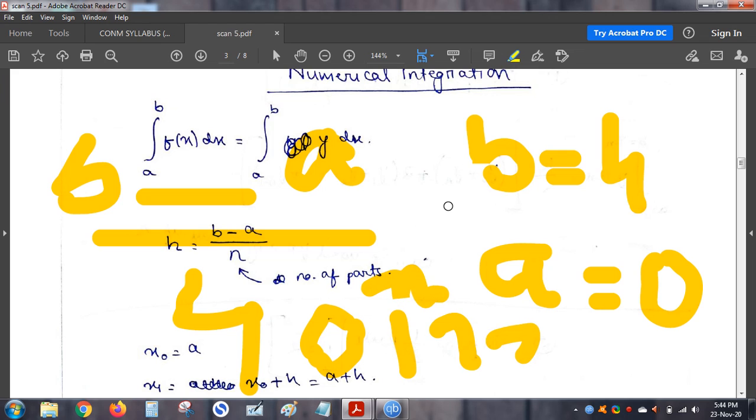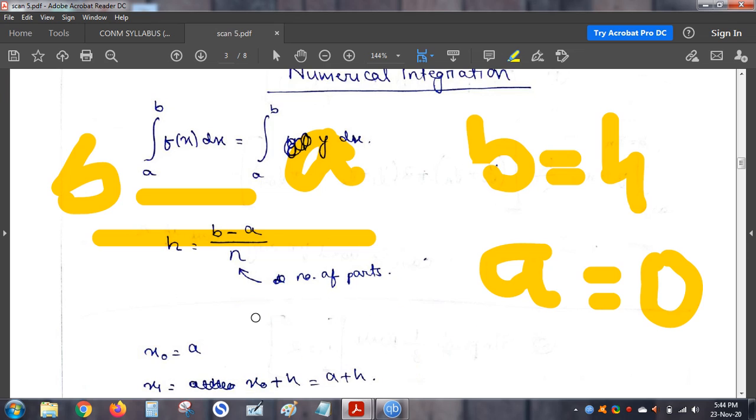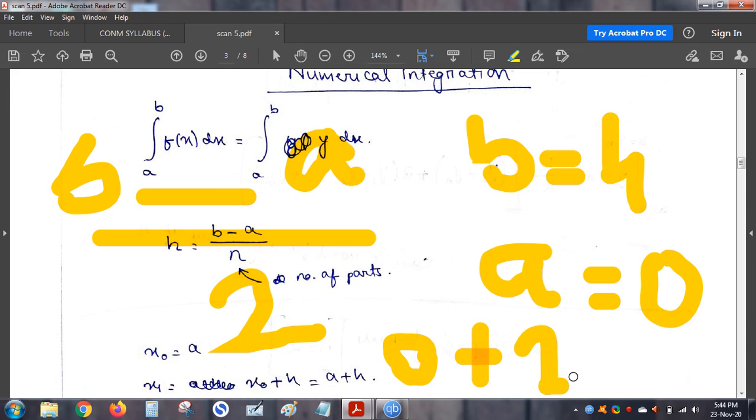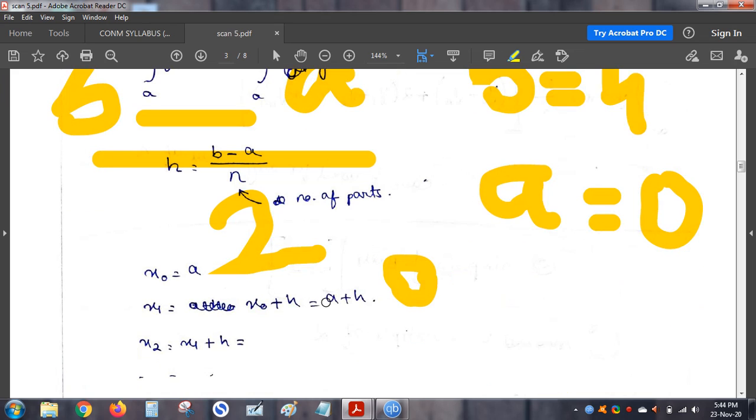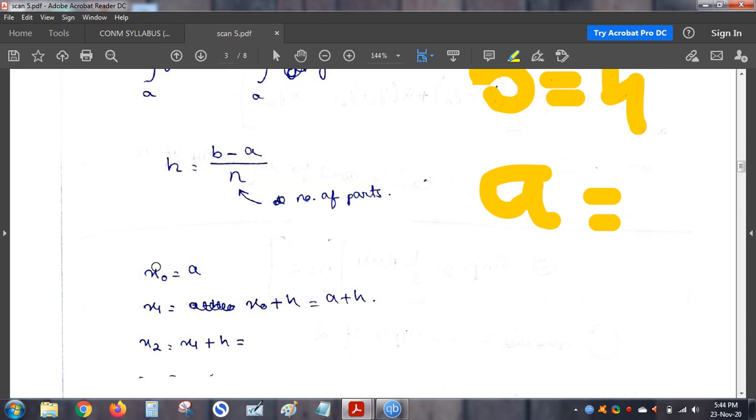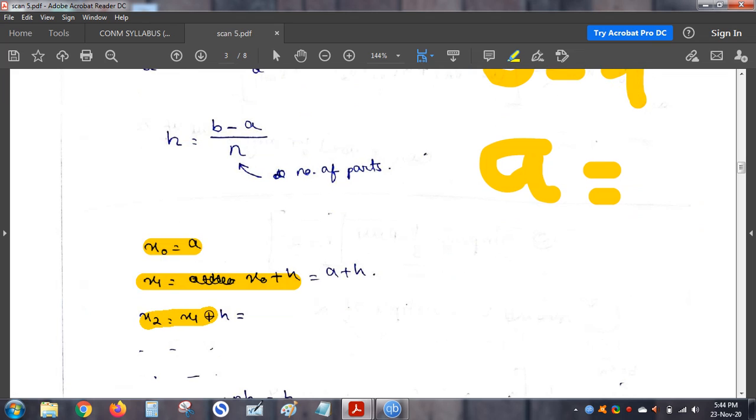If I wanted to divide it into 2 parts, then I will be dividing it by 2. In that case, to reach from 0 to 4, what is the next step? It is 0 plus 2. So you will have the next term 2, then you will have 4. We have already seen these things, isn't it? So if this is your first term x0, the next term will be x0 plus h. The x2 will be basically x1 plus h, that is x0 plus 2h.